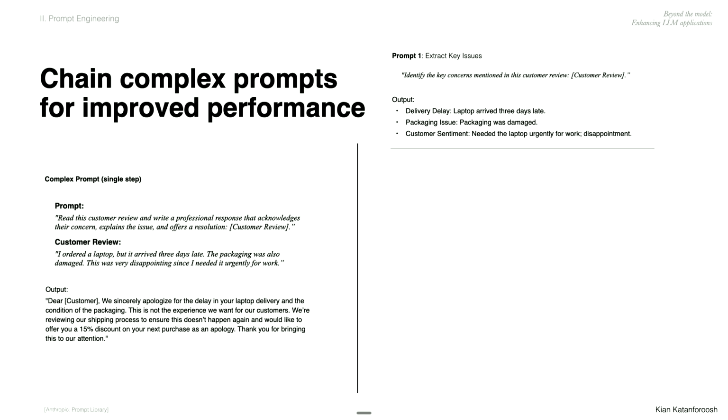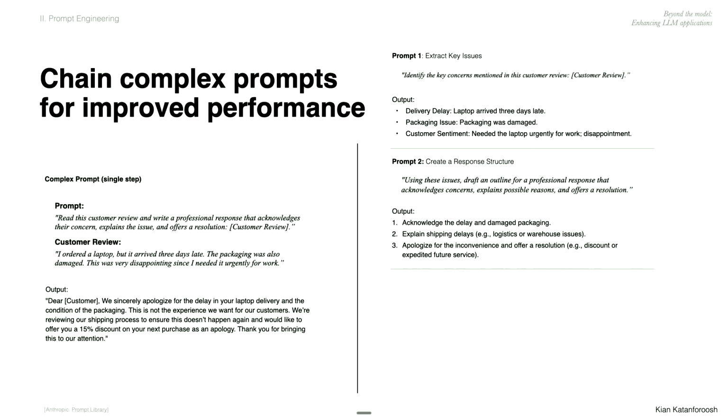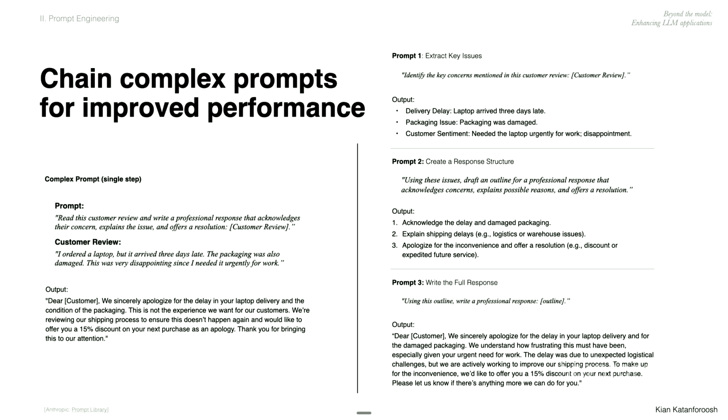Let's say the first prompt is extract the key issues. Identify the key concerns mentioned in this customer review. Paste a customer review. Second prompt, using these issues, so you paste back the issues, draft an outline for a professional response that acknowledges concerns, explains possible reasons, and offers a resolution. So this is not, prompt number 3, write the full response. So using the outline, write the professional response. And then you get your final output.